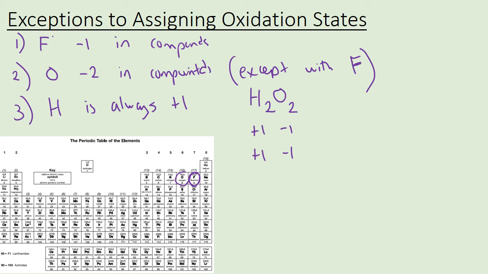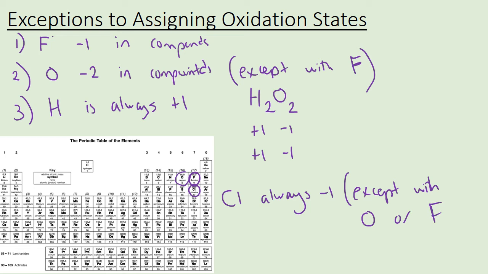Okay. And likewise, we'll look at chlorine now. So chlorine is always -1, except when it's with oxygen or fluorine. I'm going to leave us with those exceptions. Okay, so fluoride is always -1, no exceptions. Oxygen is always -2, except if it's with fluorine or in peroxide.